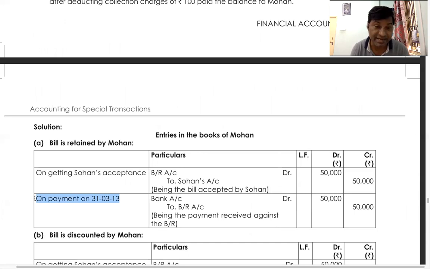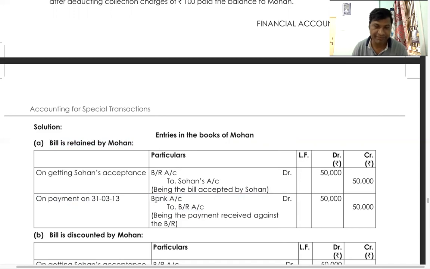The scenario here is the bill is retained by Mohan. It is retained by the creditor or the drawer. So as he retains, on the maturity he gets the payment from Sohan. Okay. So therefore, the entry is bank account debit to bill receivable account.